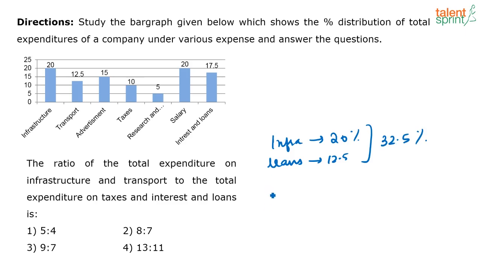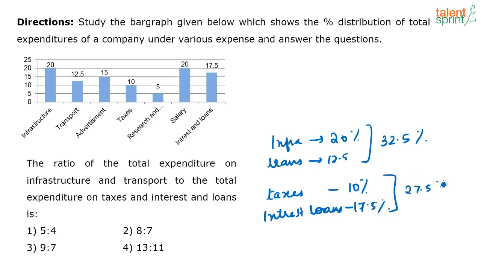Now next you have taxes and you have interest and loans, correct? So taxes account to 10%, interest and loans account to 17.5%. So these two put together account to 27.5% of the total expenditure. Now ratio between these two is what? Nothing but 32.5 divided by 27.5. Now you can write it as 325 by 275, and 25 is divisible in both, correct? So 13 into 25 is equal to 325. Similarly 11 into 25 is 275. So 13 is to 11 is the ratio that we are looking at, that is option 4.